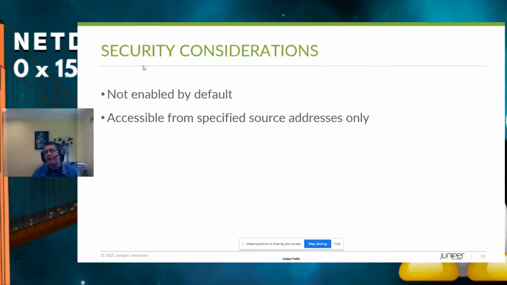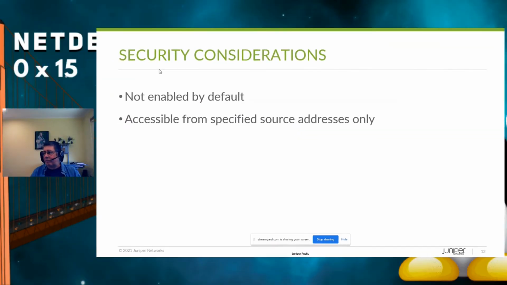Now, there are some security considerations around this. Maybe you do not want to be handing out information about nodes on your network to just anybody. So this application is not enabled by default, and it's generally protected so that it's only accessible from some source addresses.